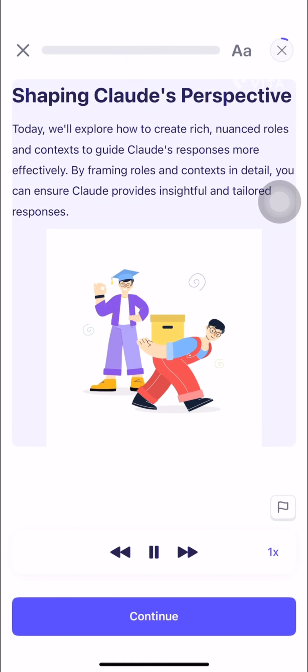Shaping Claude's perspective. Today we'll explore how to create rich, nuanced roles and context to guide Claude's responses more effectively. By framing roles and contexts in detail, you can ensure Claude provides insightful and tailored responses.